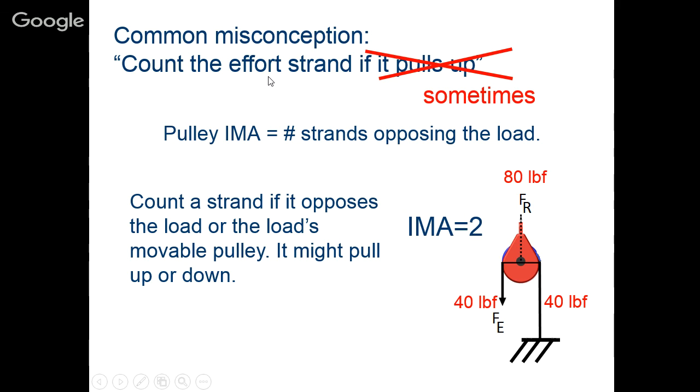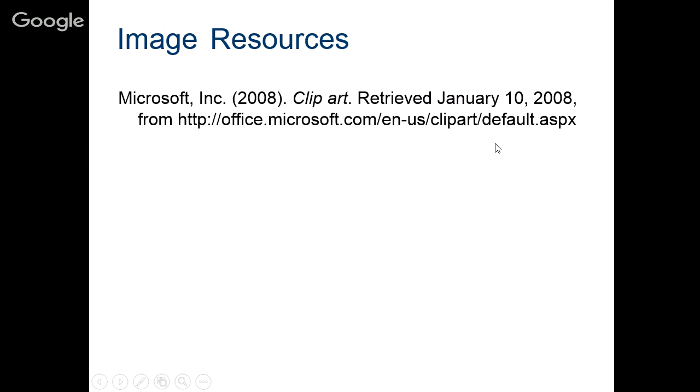Okay, another misconception. Count the effort strand if it pulls up. Sometimes. Notice this configuration. We're actually pulling something down right now, and notice this load right here is pulling down as well. So what we need to make sure is if this counts as a strand, if it opposes the load or the load's movable pulley, it might pull up or down. So we just need to make sure we know where our load is and what strands should be counted. They should be in opposition to the load.